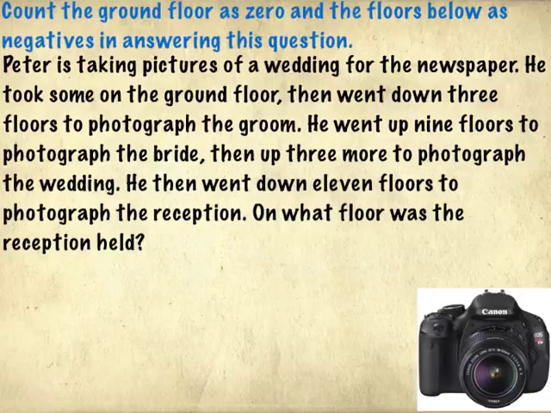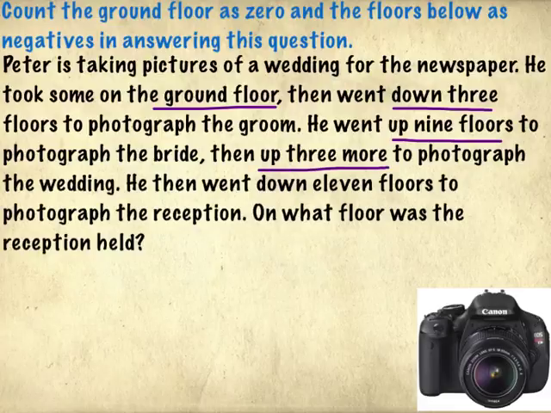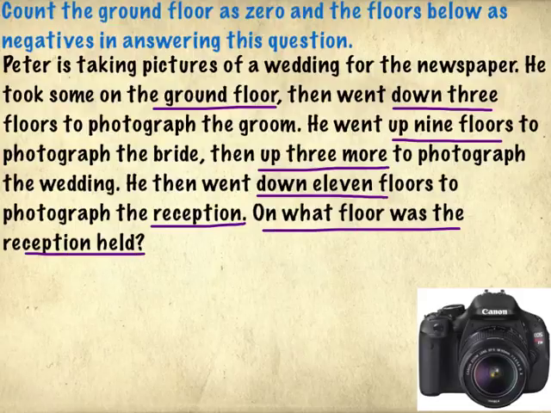So there's a lot of information here that I really don't care about. So I'm going to underline the important stuff. So he started on the ground floor. That's important because it tells me where to start. Then he went down 3. I don't care who he photographed. Then he went up 9. Then he went up 3 more. Then he went down 11, and that's where the reception was. That's important because I want to know on what floor was the reception held.